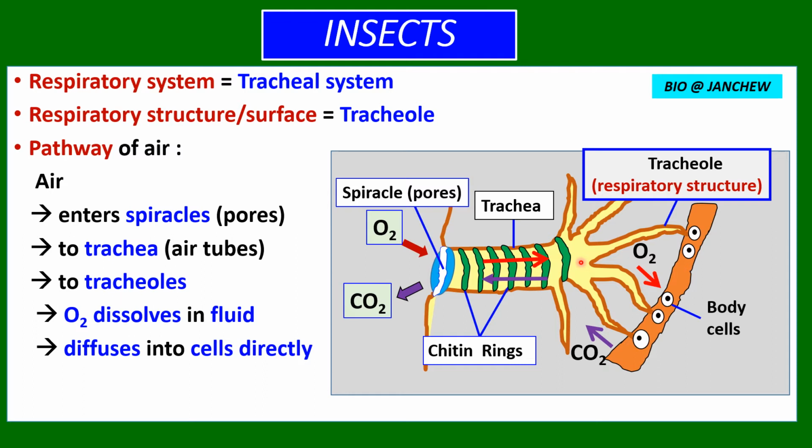So the gas will flow into the tracheoles, and at the tips of the tracheoles there is some fluid to allow the oxygen gas to dissolve in the fluid, so that it can diffuse quickly through the tracheoles directly into the body cells. So that is the flow of oxygen or air into the tracheoles and to the cells.